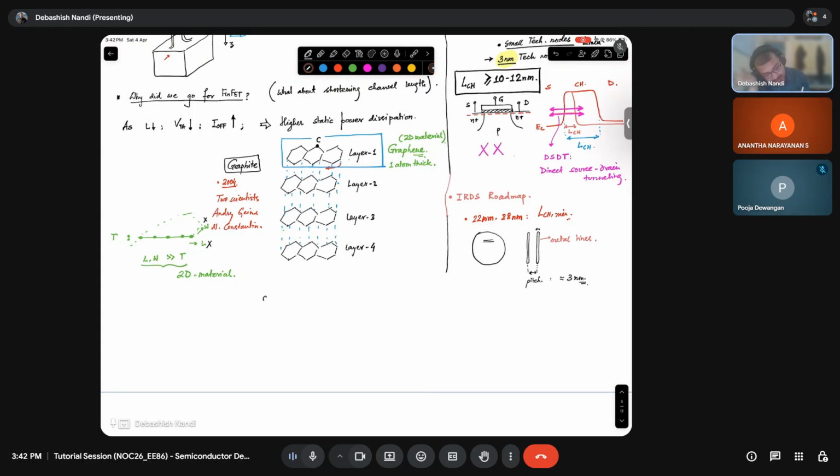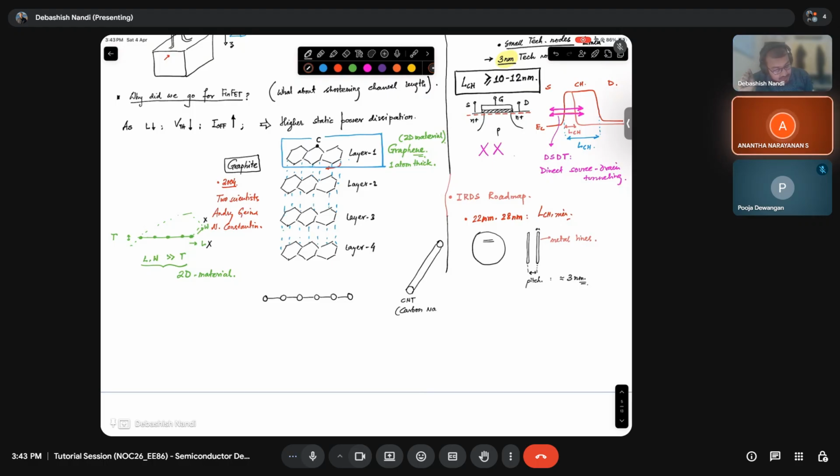So let's say I have a chain of atoms. This becomes your 1D. How does it happen? Let's say I have something like this. This is called CNT, carbon nanotubes. So what is happening in a nanotube? I am omitting, let's say, the W direction. So this becomes effectively 1D. For transport, I need only one direction, right? So this is 1D.